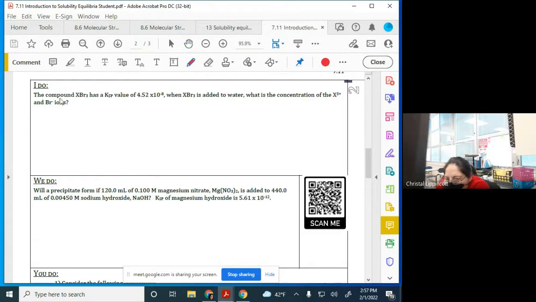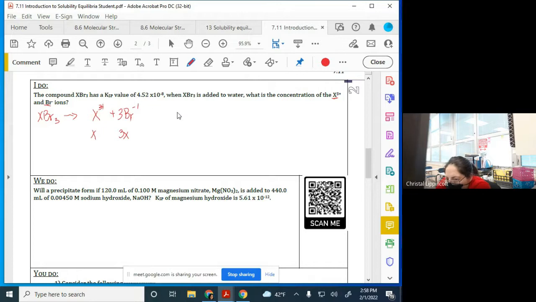All right, so we've got a compound XBr3. They gave us a Ksp value. They said when it's added to water, what's the concentration of X3+ and the Br- ions? Okay, so XBr3 is going to yield X3+ and Br-, and I'm going to have 3 of those. So this guy is going to be x, and this guy is going to be 3x.